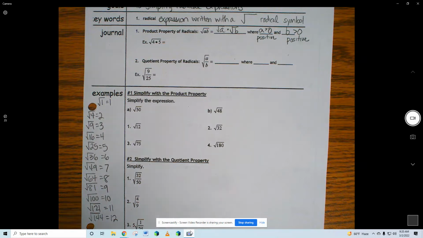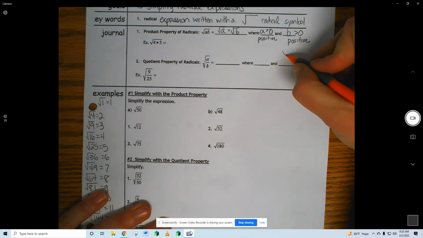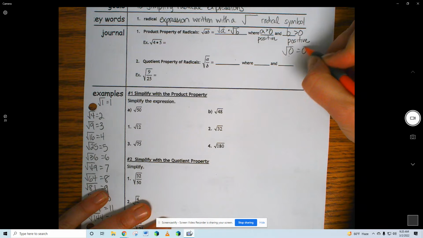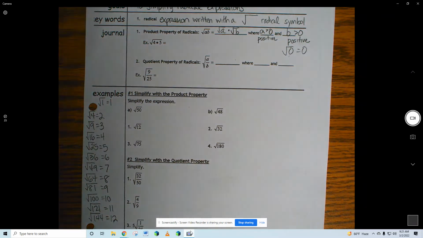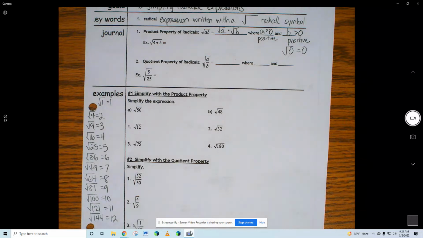And since we're talking about 0, the square root of 0 is 0. You just can't do it. We don't do square root of 0. I'm never going to put that as a question for you. No, we actually just have positive numbers under there.